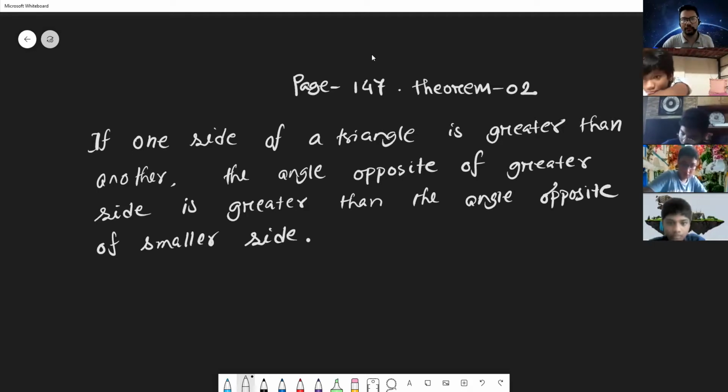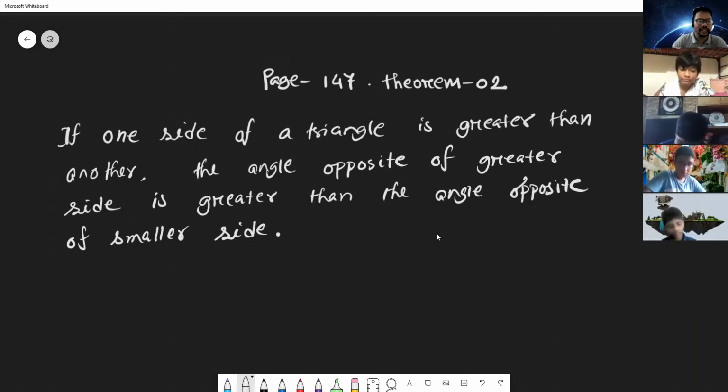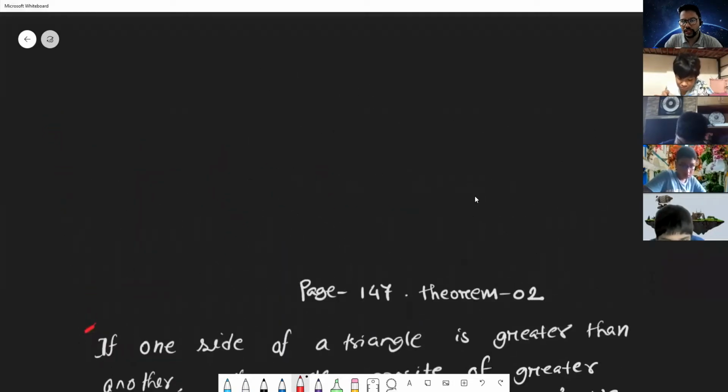So this is theorem number 2. So dear students, please note down this question. If one side of a triangle is greater than another, the angle opposite of the greater side is greater than the angle opposite of the smaller side. First of all, we have to understand the statement of the theorem. Then we will start answer writing. This is a fundamental theorem of triangles. So now, for the first few minutes we will discuss the theorem information.